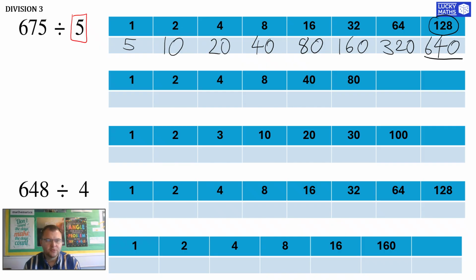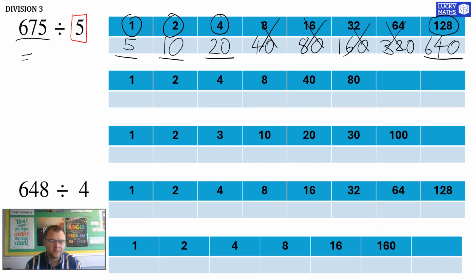Now, I'm trying to make 675 in total. So 640 plus 20 is 660, plus 10, 670, plus 5 makes 675. So I'm just going to circle, I always do, the top numbers because they're the ones that are really important. 128 lots plus 4 lots, 132 lots plus 2, 134 plus 1, 135 lots of 5 basically gives us 675. So if you divide 675 by 5, you end up with 135.